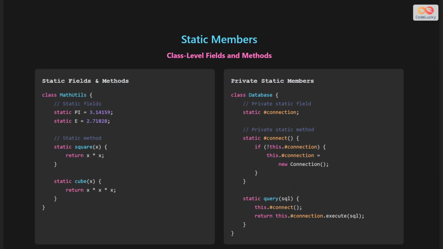Static members are associated with the class itself, rather than with instances of the class. Static fields such as PI and E in the MathUtils class are shared among all instances of the class, and can be accessed using the class name itself. Static methods such as square and cube here are also called on the class directly and do not require an instance of the class. Private static members, such as #connection and #connect in the Database class here, help in controlling the state and behavior of the class itself.